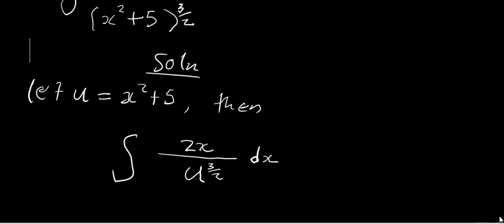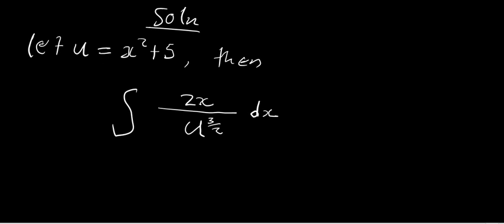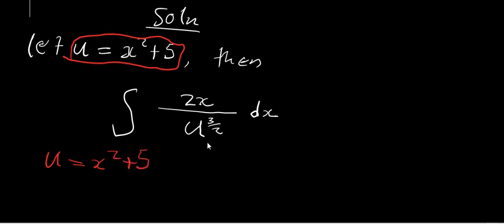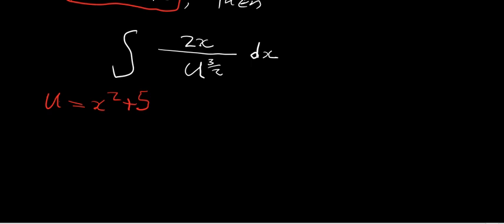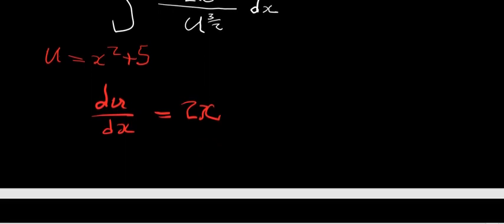Since I'm having two values, I need to look at what I have found and analyze my expression. Integration by substitution needs a bit of analyzing. Since u is equal to x squared plus 5, I can easily find dx. What if I find du dx? If I find du dx, my derivative will be 2x.